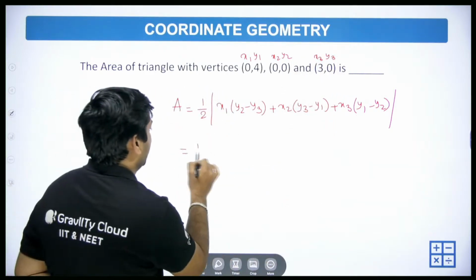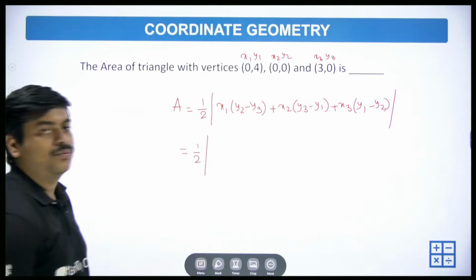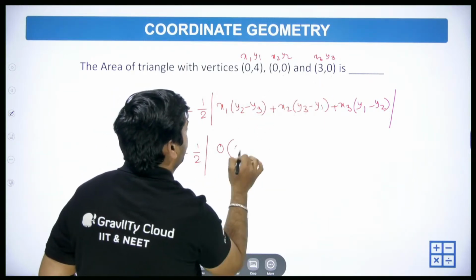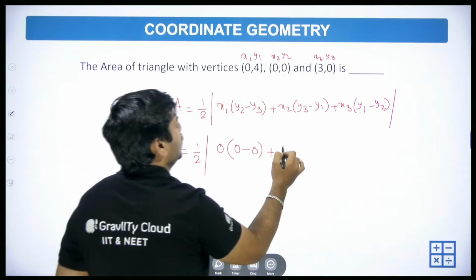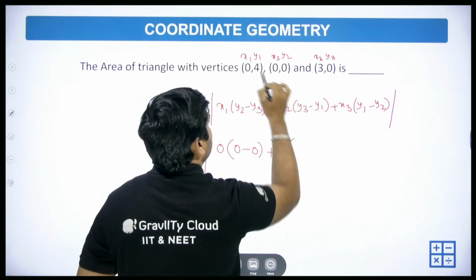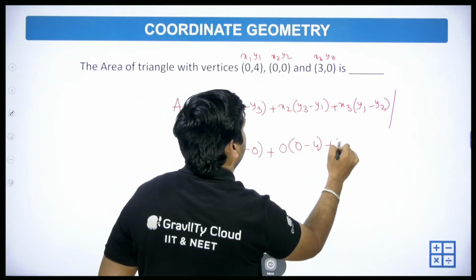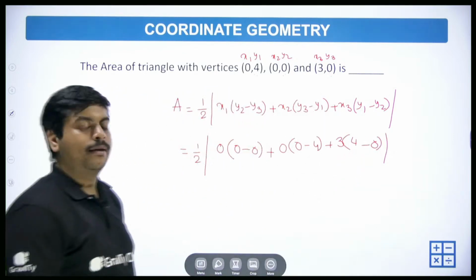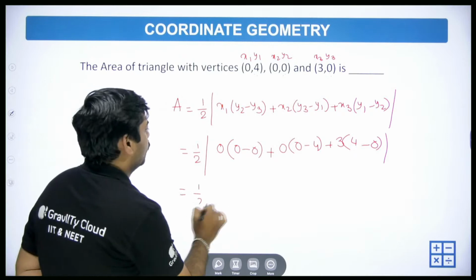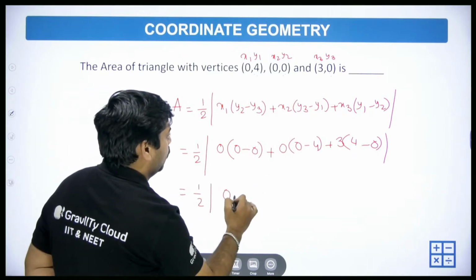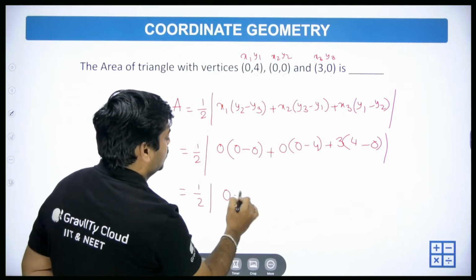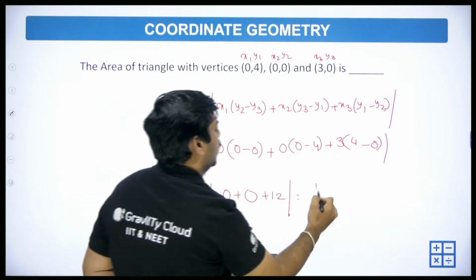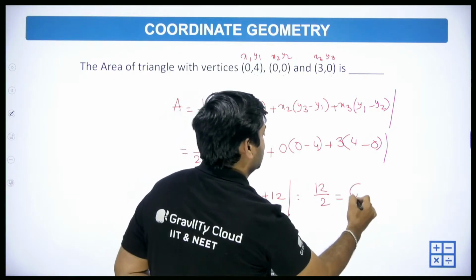So half times of x1, 0, into y2 minus y3, 0 minus 0, plus x2, 0, into y3 minus y1, 0 minus 4, plus x3, 3, into y1 minus y2, 4 minus 0. Right? So that will give you half times of 0 plus 0, and again plus 0 into some other number, 0, and this is plus 3 into 4 is 12. So that will give you 12 by 2, which is 6.